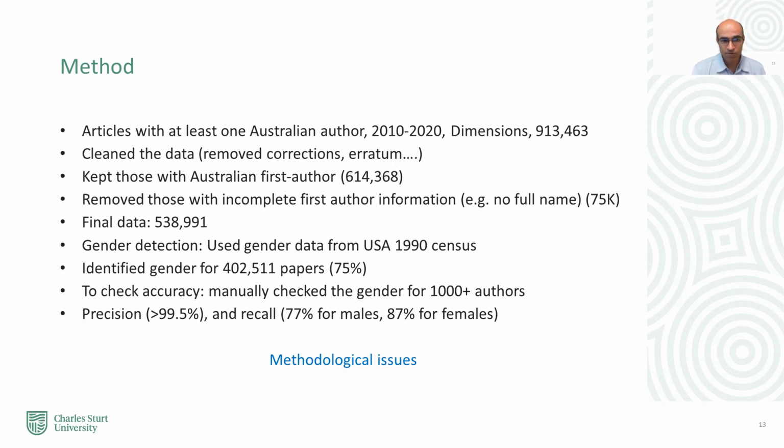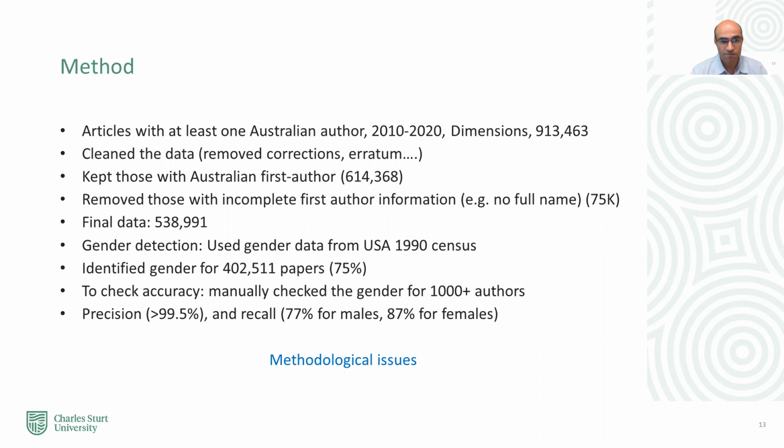And then we used a method for gender identification, which is based on first name. There is a corpus based on the US Census. They have made that data set publicly available, which has a name. For instance, it says Morgan, and then it says in the 1990 census in the USA, there were 3,000 people named Morgan, and 95% of them were male. So you can use that data set to match against the first names in your database and assign a gender to people. And this is binary because the US Census has that binary view of gender. And we identified gender for 75% of papers, 402,000.